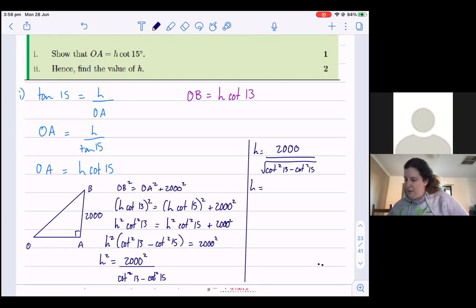Now let's see if that's not going to come out nicely. We could just chuck it in the calculator in one fell swoop. Don't forget cot is 1 on tan. So 1 on tan 13 all squared, take 1 on tan 15 squared. Square root it. 2000 divided by answer. I got 909.70 meters.